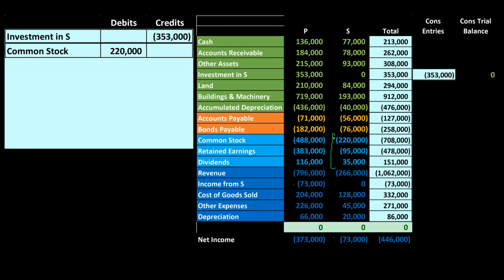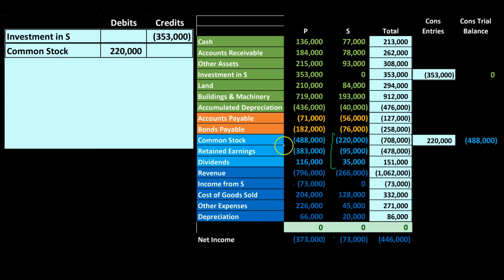So here's the $220,000 for S's common stock. It needs to go away because that common stock is completely owned by P. P owns all that common stock. It's not issued outside of the consolidated entity. Therefore, it needs to go away. So we're going to debit it to make it go away. It's a credit here, so we're going to debit it.